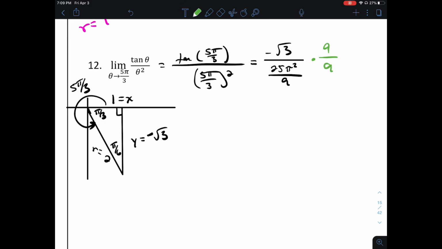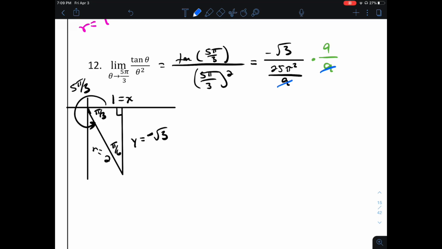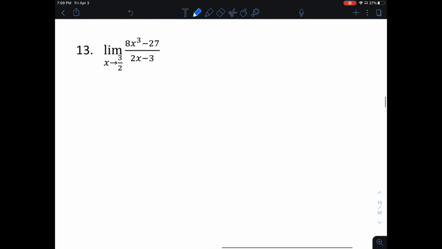I'm going to multiply this by 1 in the form of 9 over 9. Multiplying this 9 times the top and this 9 times the fraction on the bottom, the 9's cancel. On top, 9 times the square root of 3 is 9 square roots of 3. There's a negative sign out there. On the bottom, we get 25 pi squared. That's it. Problem's finished.